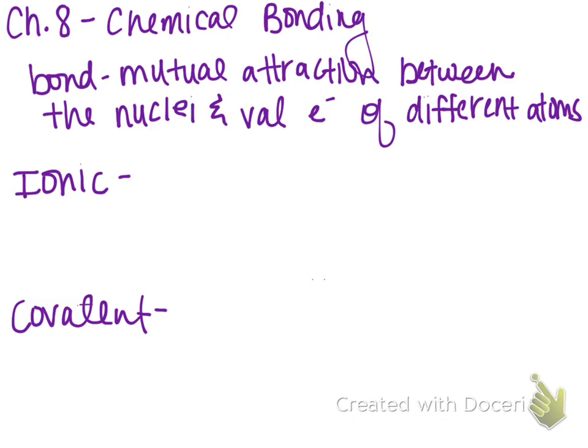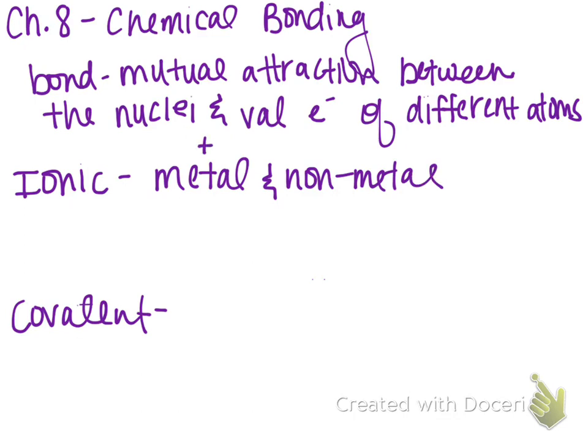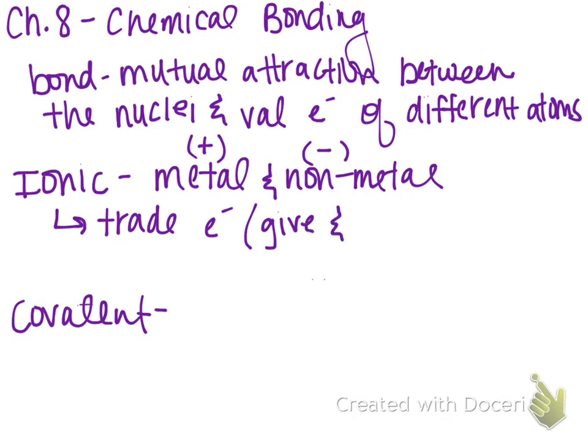Metal and a non-metal. So ionic is between metal. An ionic bond is between a metal and a non-metal, or a cation and an anion. And the thing that's specific about ionic bonds is that they trade electrons, or specifically they give and take. Trade might not be the best word because they're not just swapping them, right? One of them's giving their electrons, the other one's taking electrons. Okay, so that's what happens in an ionic bond.